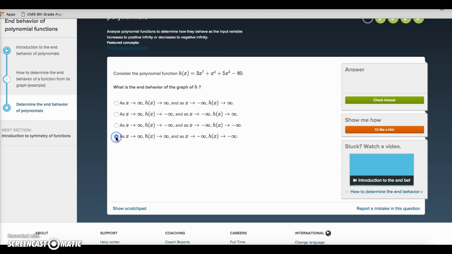So that's going to be this choice here. As x goes off to positive infinity, h of x goes off to positive infinity. So as x gets larger, y is getting larger. That's up behavior. And as x gets smaller, h of x is getting smaller. That's our down behavior. Remember, this represents the left-hand side of our graph, and this represents the right-hand side of our graph.